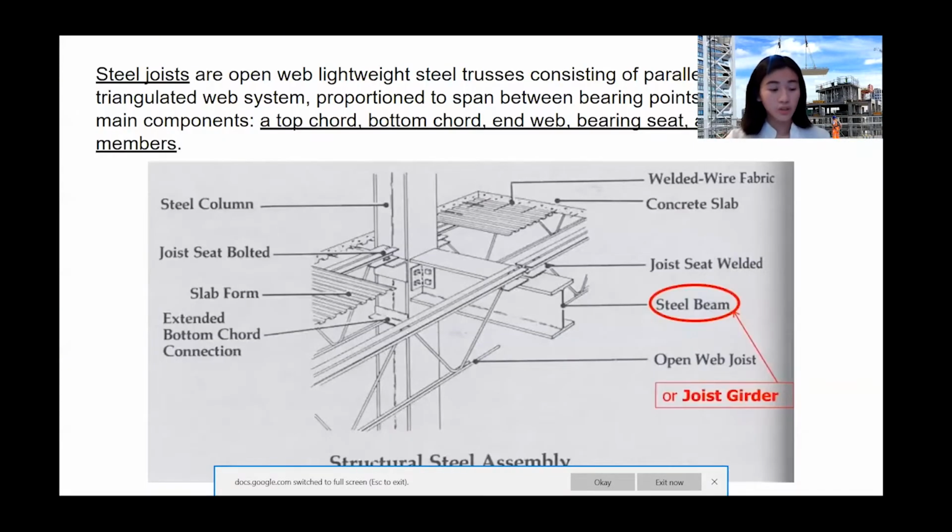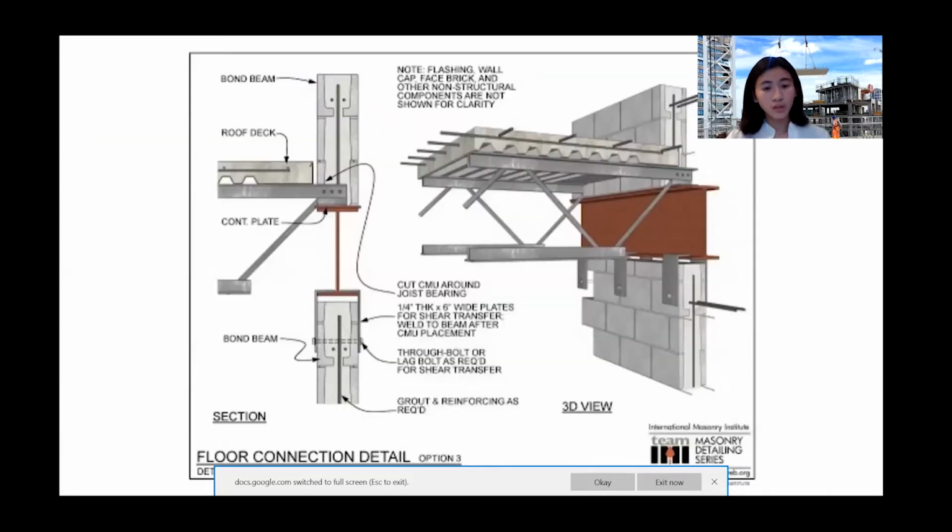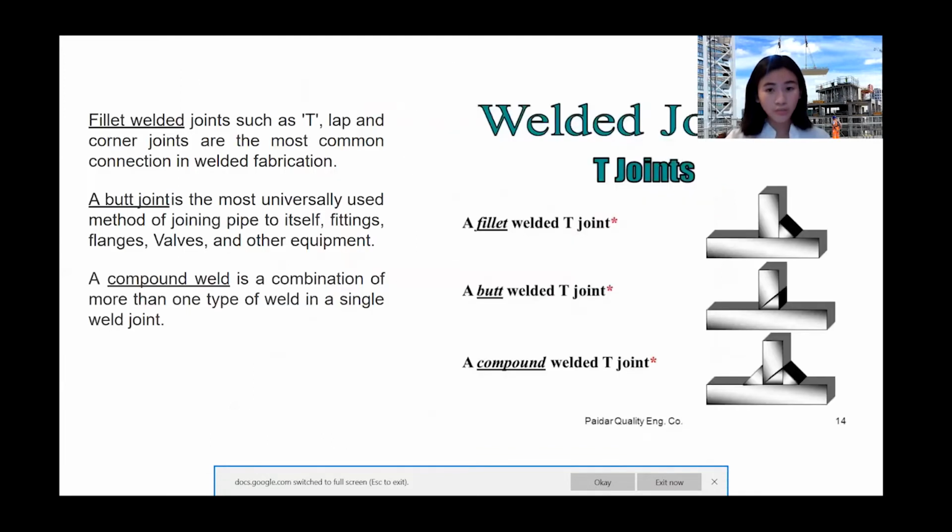Steel connections. Steel joists are open web, lightweight steel trusses consisting of parallel chords and a triangulated web system, proportioned to span between bearing points. Steel joists are used on a variety of projects. There are examples for commercial, industrial, and other unique applications as well. So this is another example detail, floor connection detail.